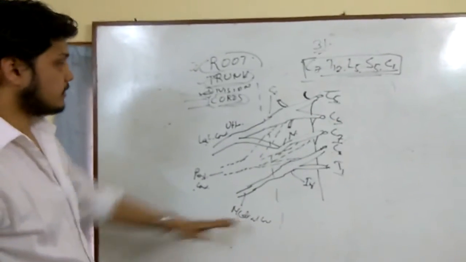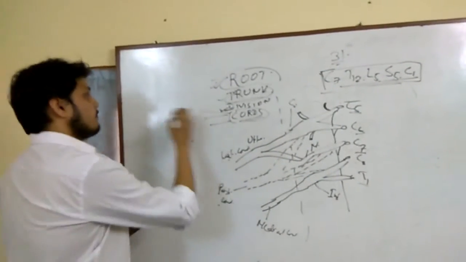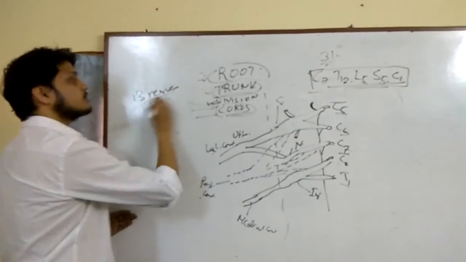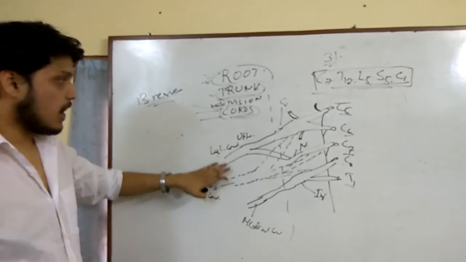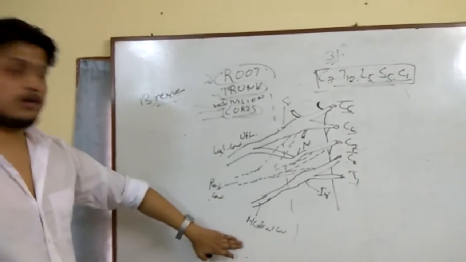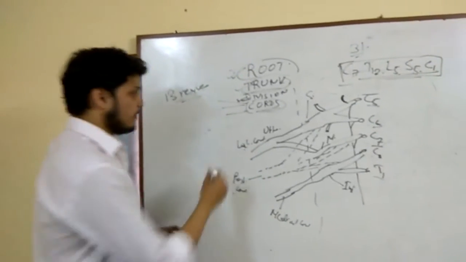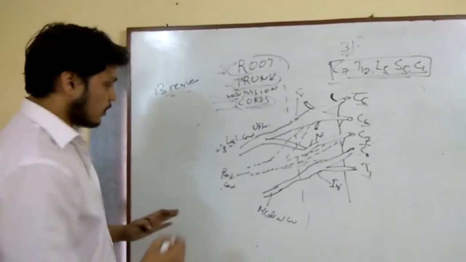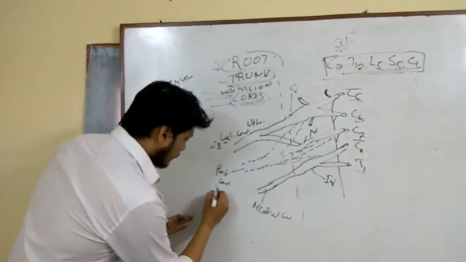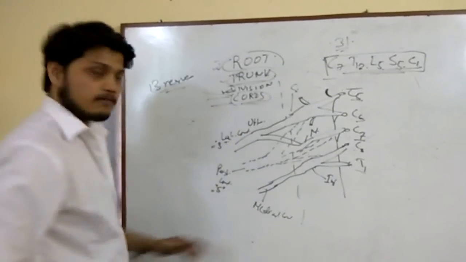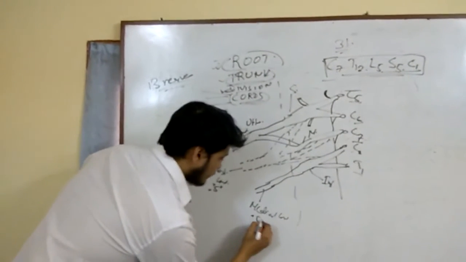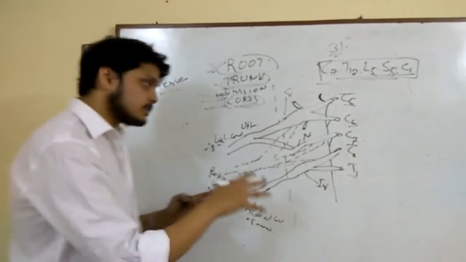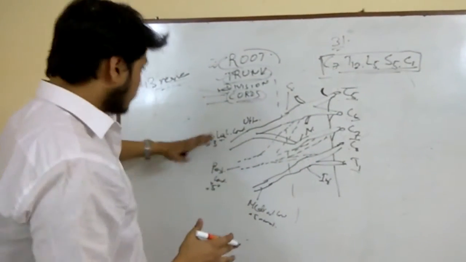Now first thing first, from cords we have 13 nerves. There are 13 nerves coming out from the lateral cord, posterior cord and the medial cord. From the lateral cord we have only 3 nerves. From the posterior cord we have 5 nerves. From the medial cord we have 5 nerves. It's very important to remember the names of these 13 nerves.